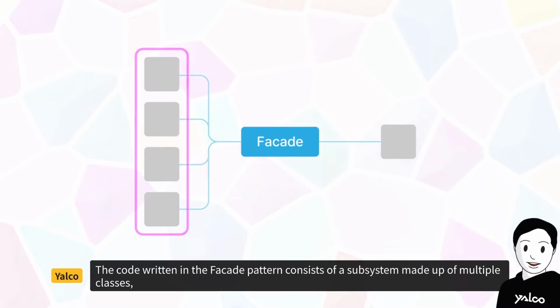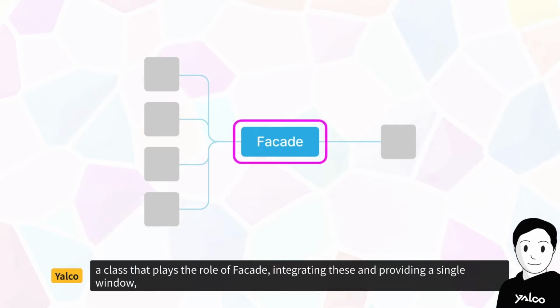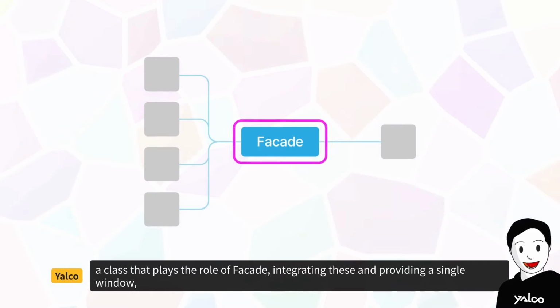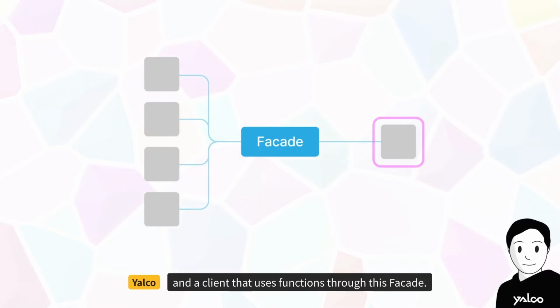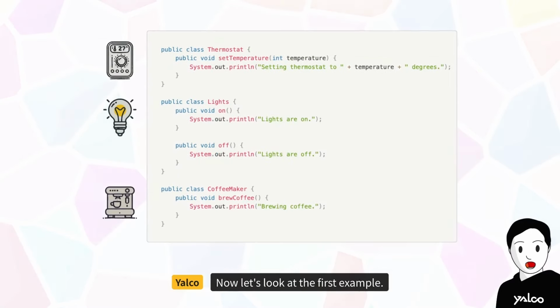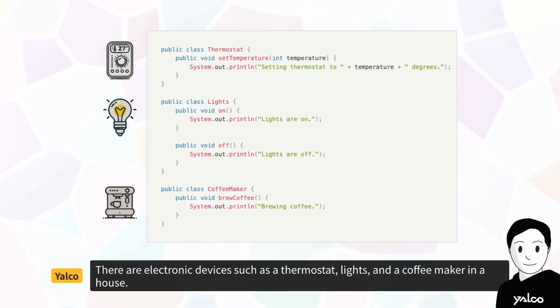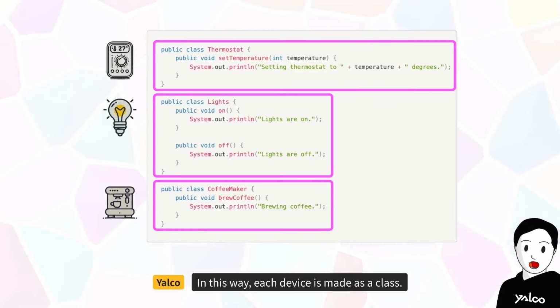The code written in the Facade Pattern consists of a subsystem made up of multiple classes, a class that plays the role of facade, integrating these and providing a single window, and a client that uses functions through this facade. Now let's look at the first example. There are electronic devices such as a thermostat, lights, and a coffee maker in a house. In this way, each device is made as a class.